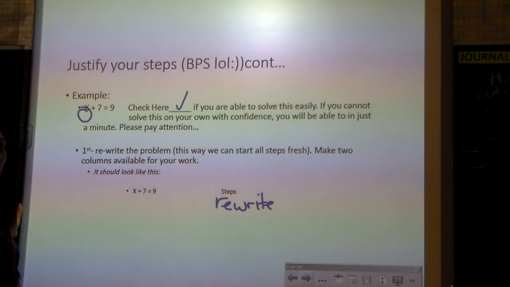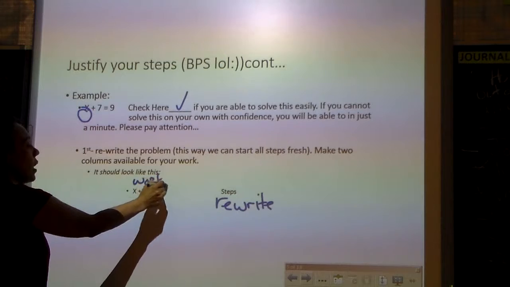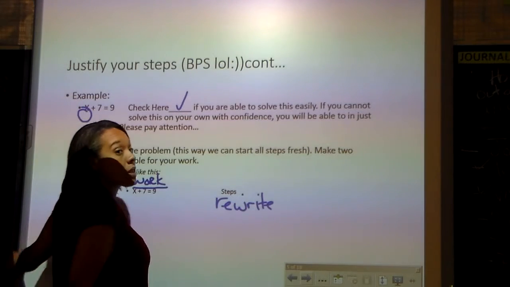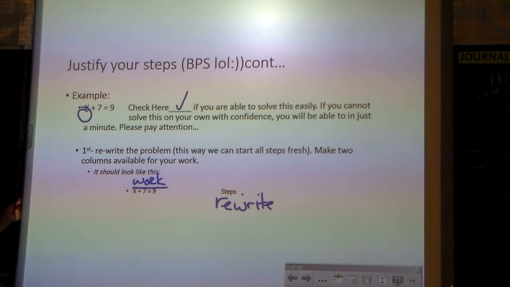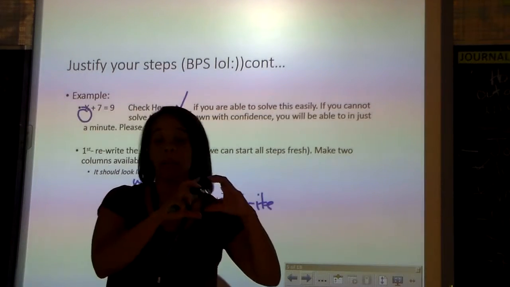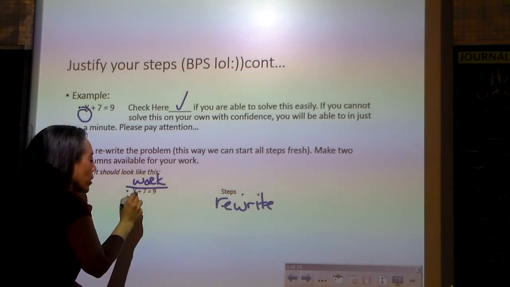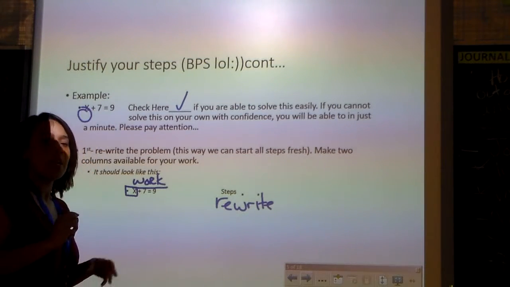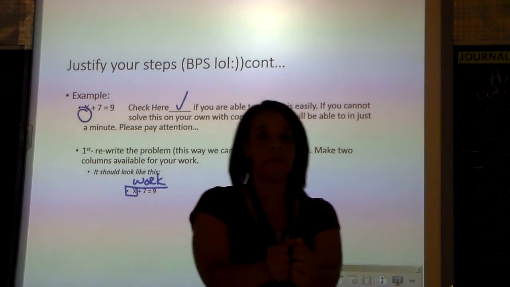And the step was rewrite the problem. Here I have 2 columns available: a column where I'm going to do the work, and a column where I'm going to write the steps. Do you remember when I said you have to undo or cancel out by doing the opposite? And do you remember where I said we want to isolate the variable and get it by itself? Because I'm isolating the variable, I'm going to put a box around that x.